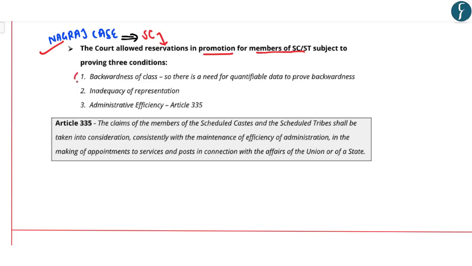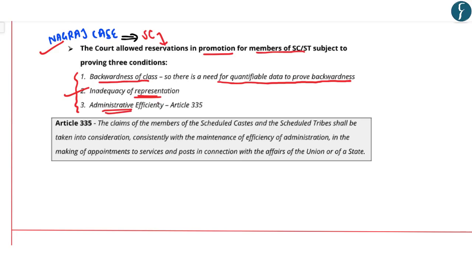However, it laid down three different restrictions. The first restriction is with respect to backwardness of a class, for which the state would be required to provide quantifiable data to prove the backwardness. The second one being inadequacy of representation, and the third one being administrative efficiency.